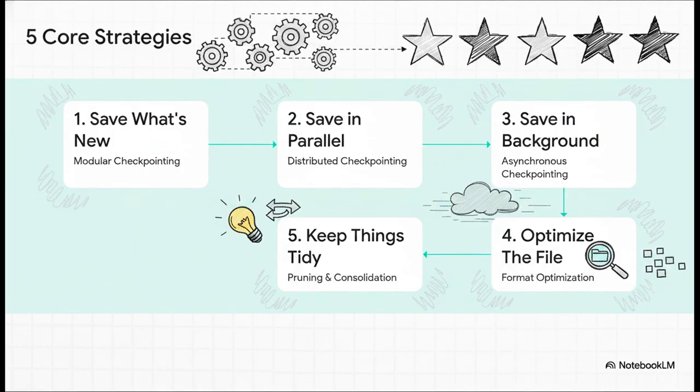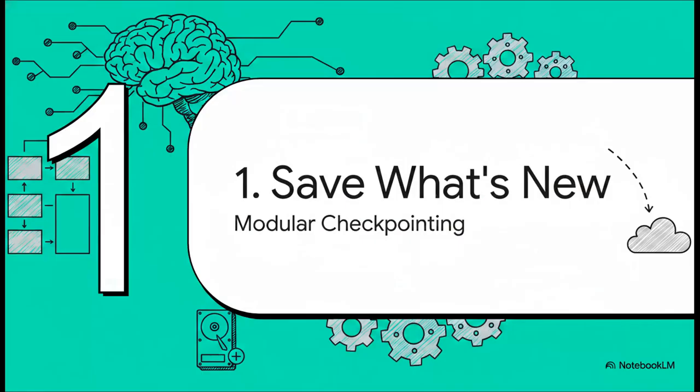Okay, let's dive in. For your exam and for your real-world projects, you just need to master these 5 core strategies. We're going to break them down one by one, focusing on exactly what you need to know. No fluff. First up, modular checkpointing. Now, the core idea here is actually super intuitive when you think about it. You almost never train a massive VLM from total scratch, right? So why on earth would you save the entire model every single time? You just save the new parts, the bits you actually changed.